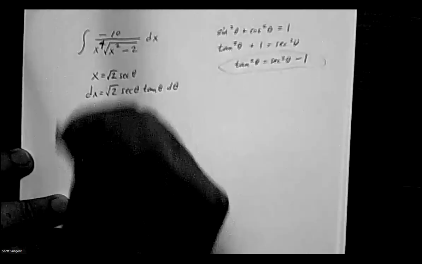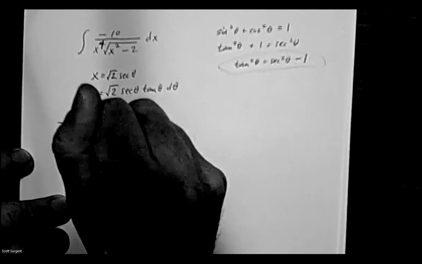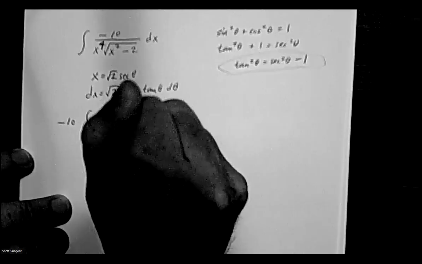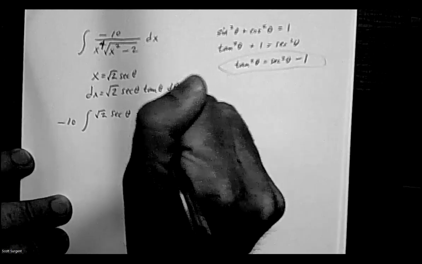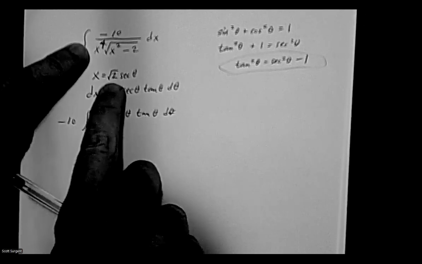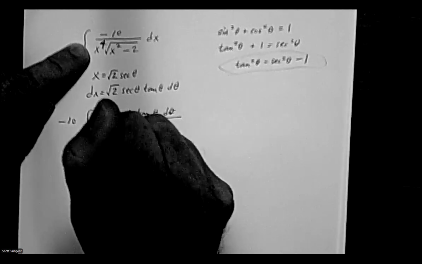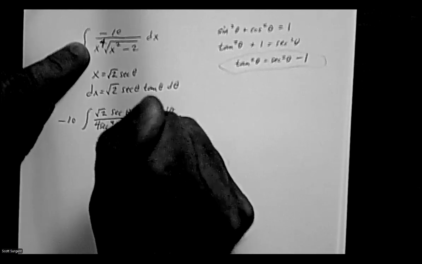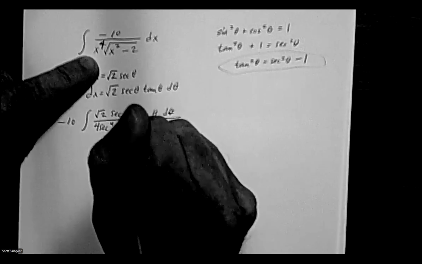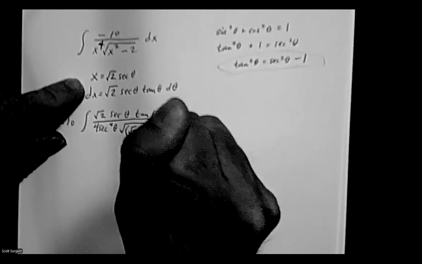So what I'm going to do is fit everything in. First of all, I'm going to bring that negative 10 out, just in the way. The dx I'll put on top: that's root 2 secant theta tan theta d theta. Okay, I'm going to take it to the power of 4. So root 2 to the 4th power is actually going to be 4, and that's going to be secant to the 4th theta. And then here with the radical, I'll go ahead and show the step. It looks pretty intimidating right now, but it's going to clean up.